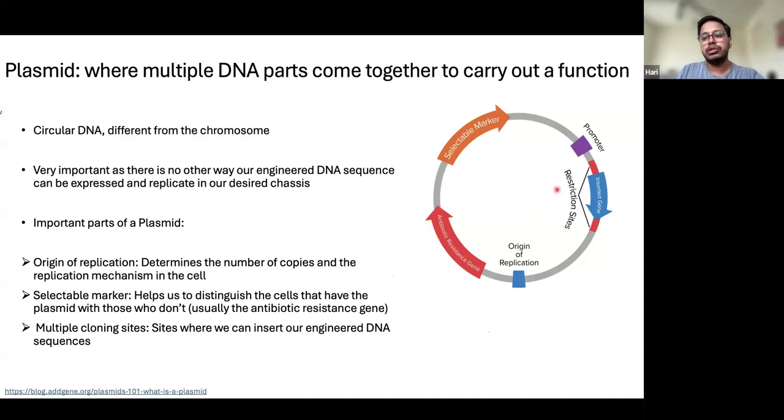And it should also have multiple cloning sites. I will talk about that in one of the later slides as well. So we need a site on the plasmid where we can actually cut the plasmid and insert our gene of interest. That is naturally a necessity in a plasmid, because without those sites, we won't be able to insert our desired fragment with our gene of interest in a plasmid.